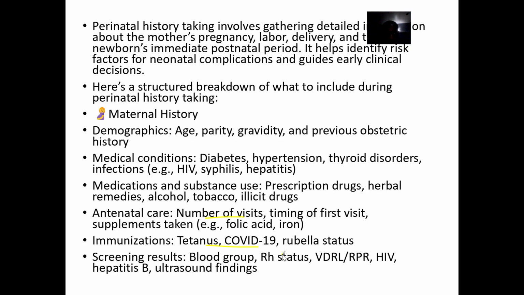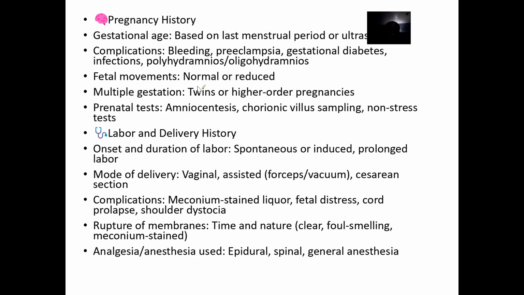So what next? Pregnancy history. You look at gestational age: at what age did she actually deliver? Then how was the baby moving? Was it normal or reduced? Multiple gestations. Then you look at whether there was any test done for this pregnancy, when she was pregnant, of course.